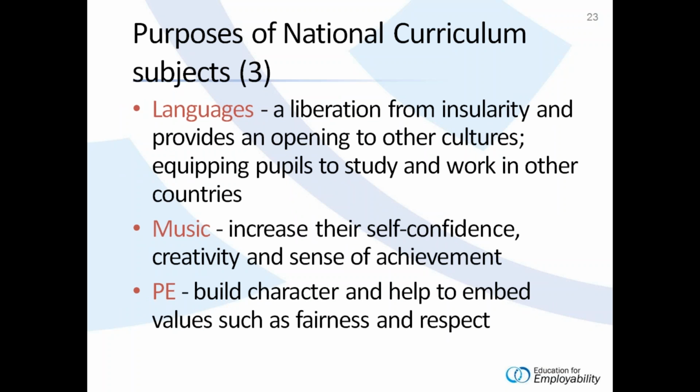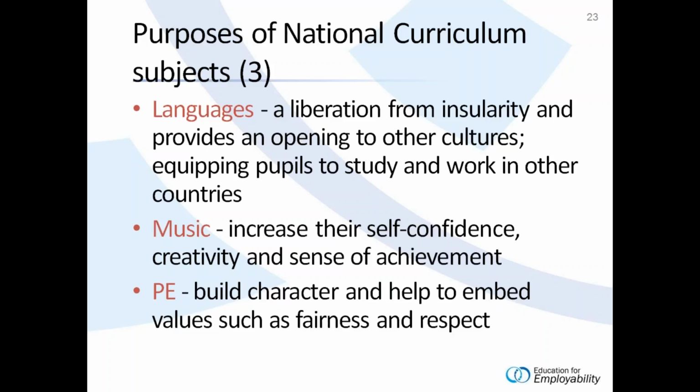Then after this there is languages. Languages includes a liberation from insularity and provides an opening to other cultures, equipping pupils to study and work in other countries. So that is a liberation from insularity. It also provides an opportunity to the other cultures, that also equips the pupils or the people to study and work in other countries.